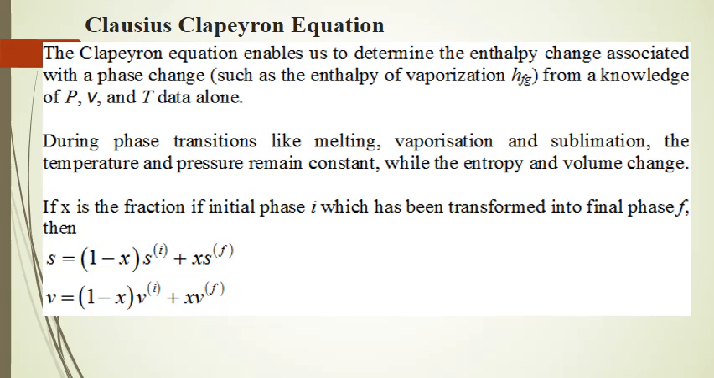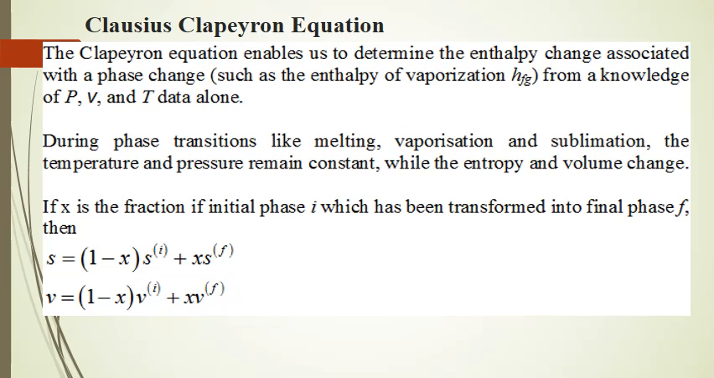Clausius-Clapeyron equation. As we have come to know, Maxwell relations are significant in thermodynamics and are frequently used to derive useful thermodynamic relations. The Clapeyron equation is one such relation, and it enables us to determine the enthalpy change associated with the phase change, such as the enthalpy of vaporization, which is denoted by hfg, from the knowledge of P, V and T data alone.